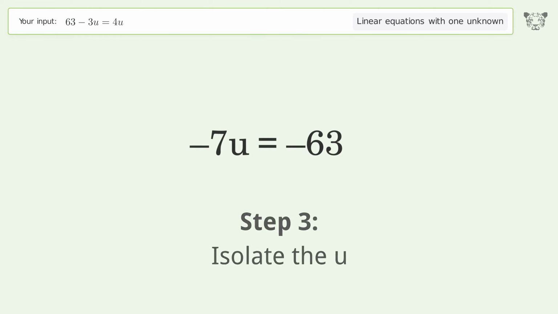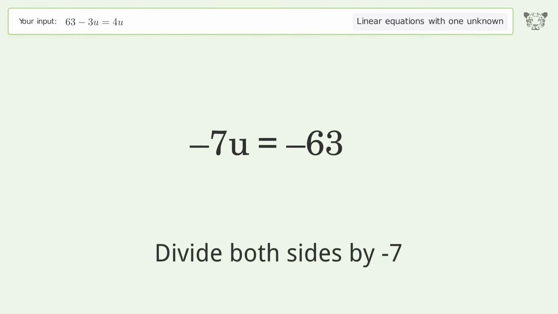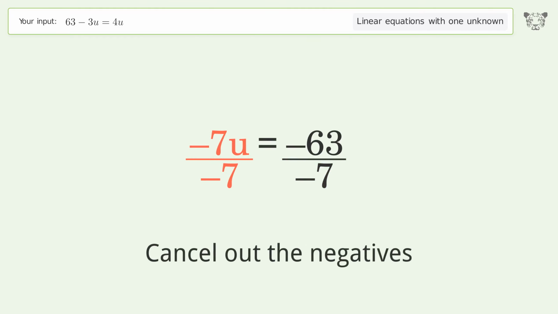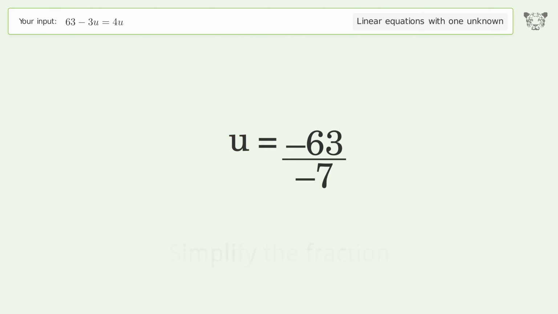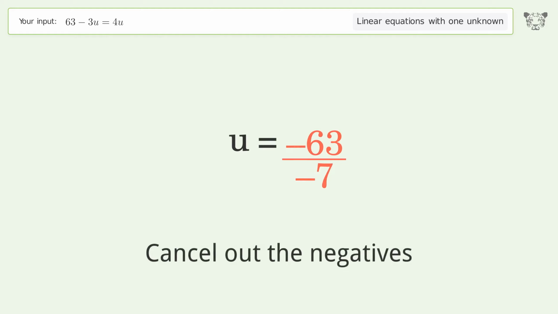Isolate the u. Divide both sides by -7. Cancel out the negatives. Simplify the fraction. Cancel out the negatives.